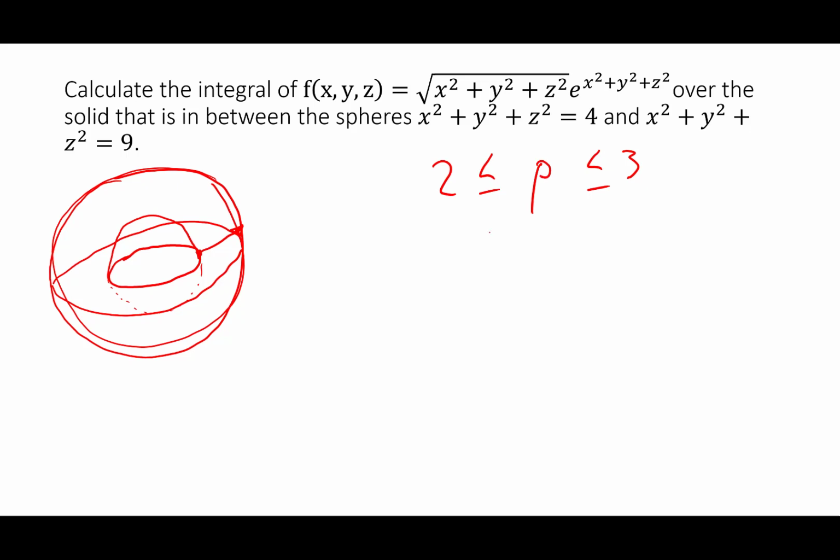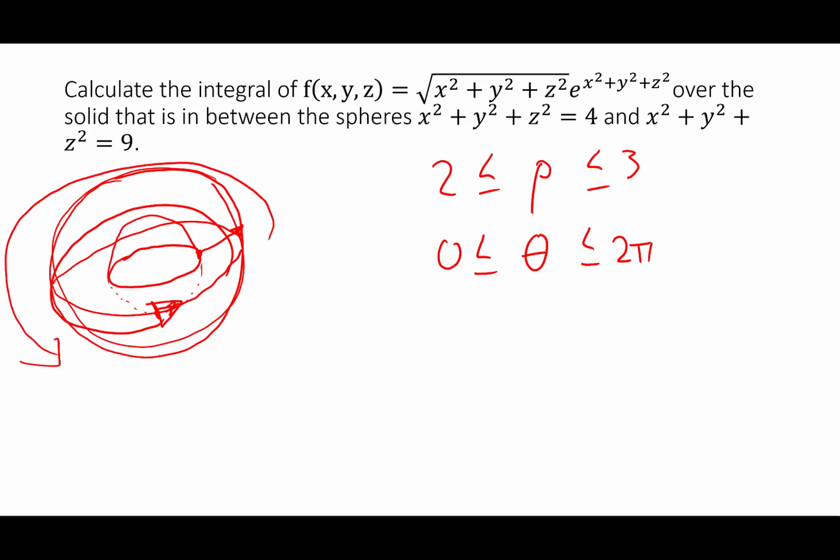Now, what would theta be going from? Notice we're trying to get the whole entire sphere, so we want an entire rotation. Theta really needs to go between 0 and 2 pi so that we get our whole rotation this way, around sort of like the equator of our crazy solid here. Now, what does phi go from?